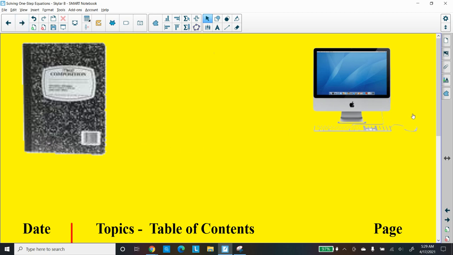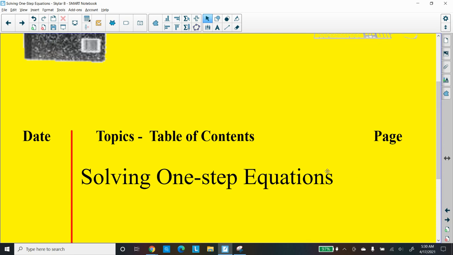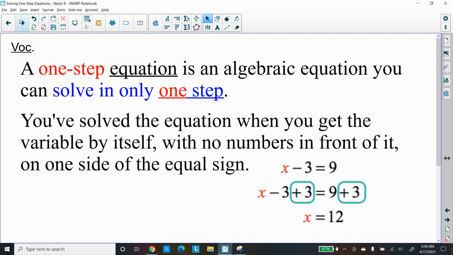All right, let's get to it. So our topic again is solving one-step equations. A one-step equation is an algebraic equation that you can solve in only one step. You solve the equation when you get the variable by itself with no numbers in front of it or on the side of the equal sign, like this one down here. And we'll talk about that in a minute.